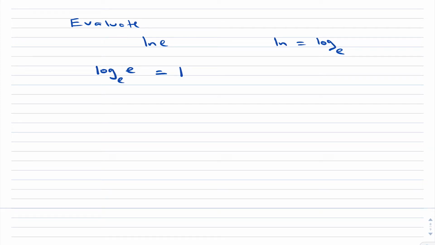So what we need to do is not jump to conclusions, just write x. Now we raise that to x: e to the power of x will be equal to e. So that's e to the power of x equals e to the power of 1. Because they have equal base, their powers will be equal, and therefore x equals 1. Therefore, ln e equals 1.